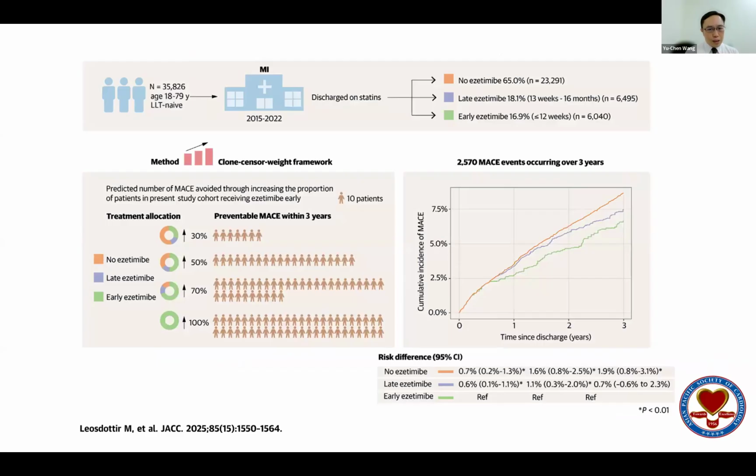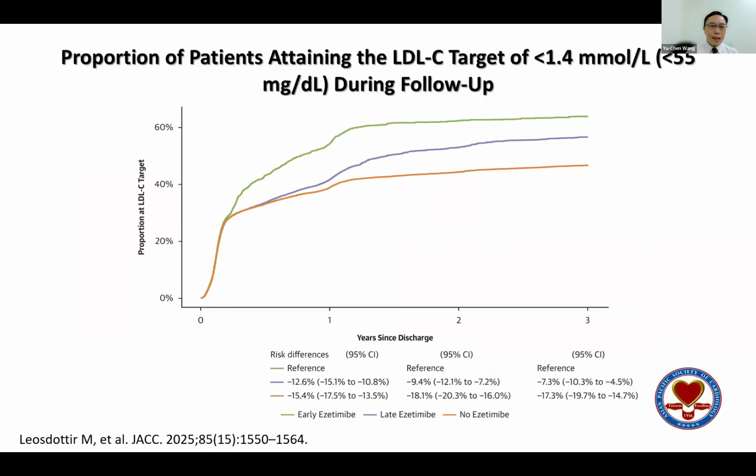And similarly, there is also another important retrospective data from Asan Medical Center, which found that early ezetimibe treatment, which was defined as the adding on of the ezetimibe to statin within 12 weeks during the index hospitalization, was associated with improved MACE rate compared to the late ezetimibe group and the patients with no ezetimibe. And in this study, it is also very clear to see the proportion of patients to achieve the LDL target to less than 55 is the highest in the early ezetimibe group compared with the late ezetimibe and the no ezetimibe group.